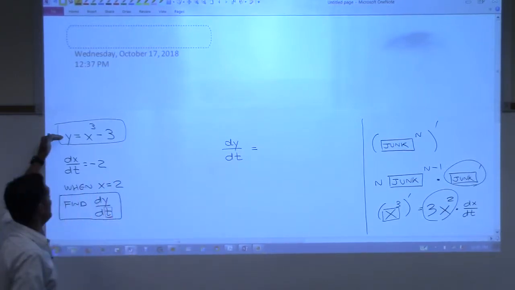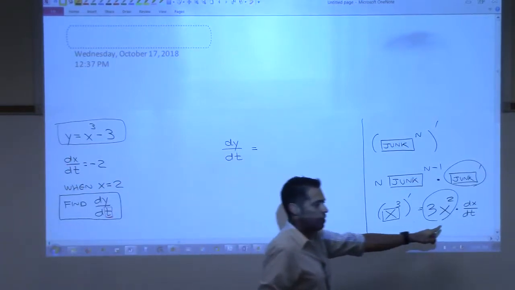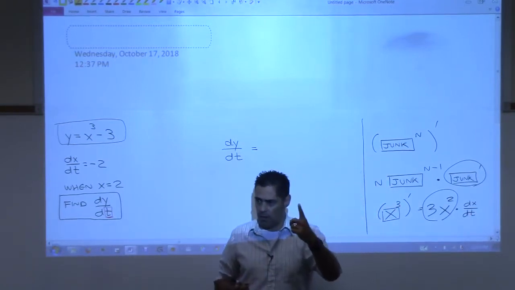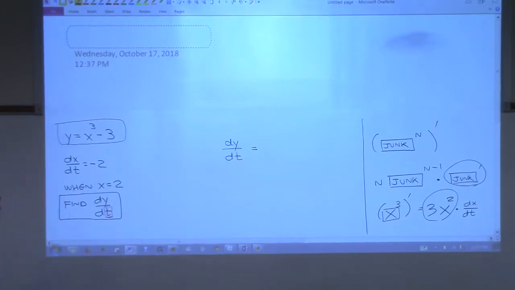It would have been dy/dx, right? And then the derivative of this would be 3x squared times 1, right? This would have been 1, because dx would have been 1. I still don't feel like it's going through, but we're going to have to push ahead.